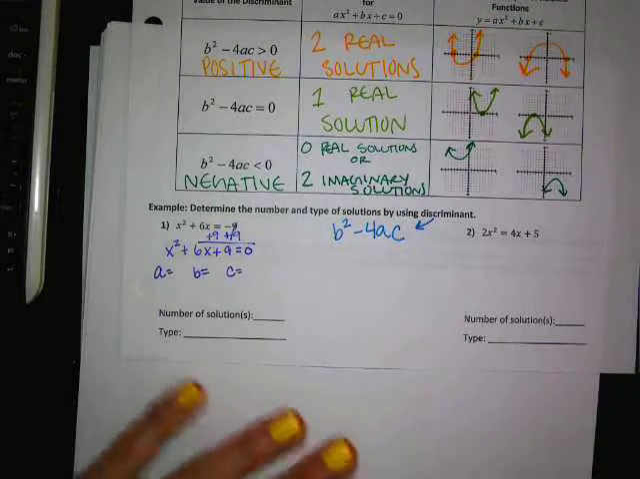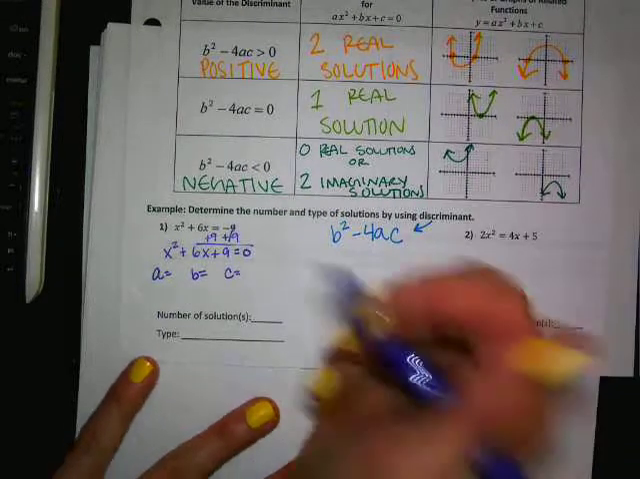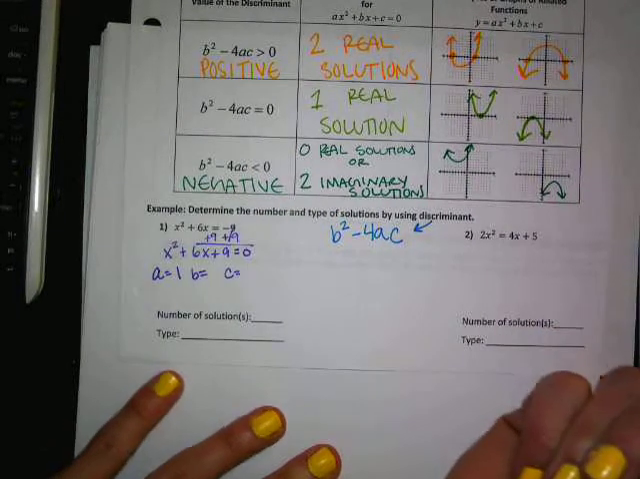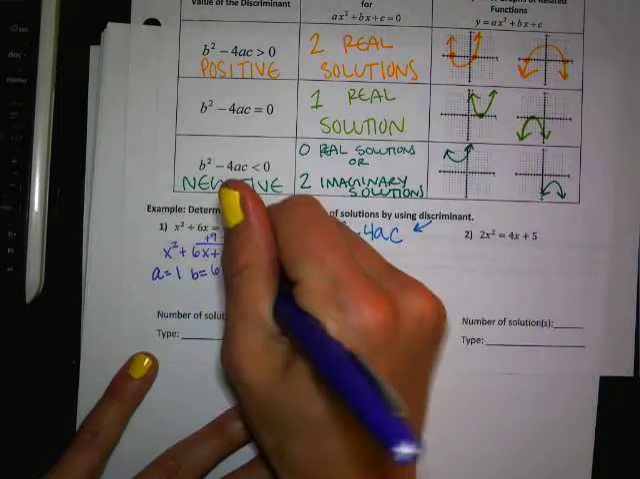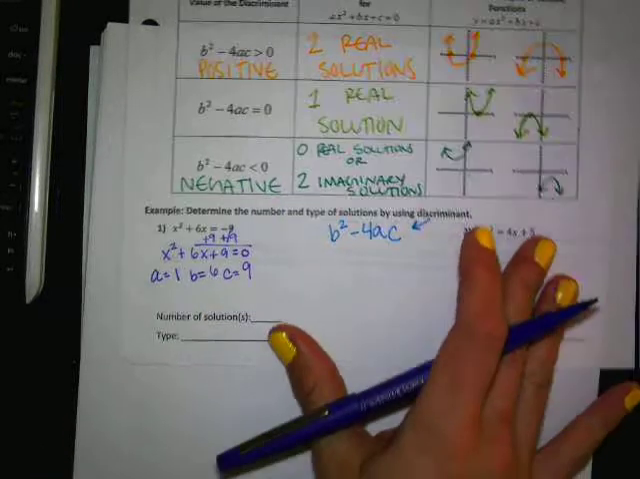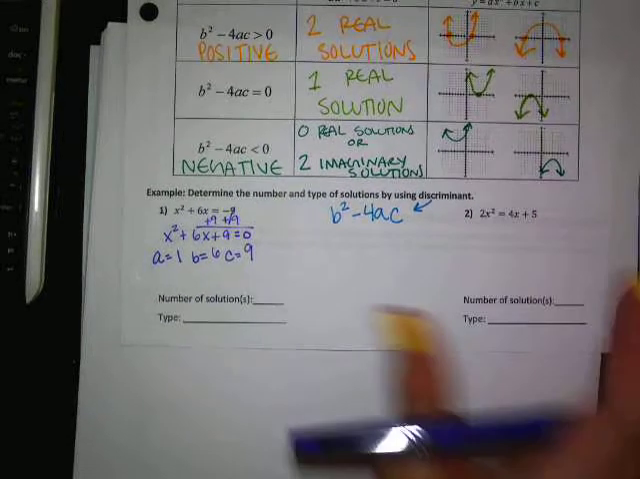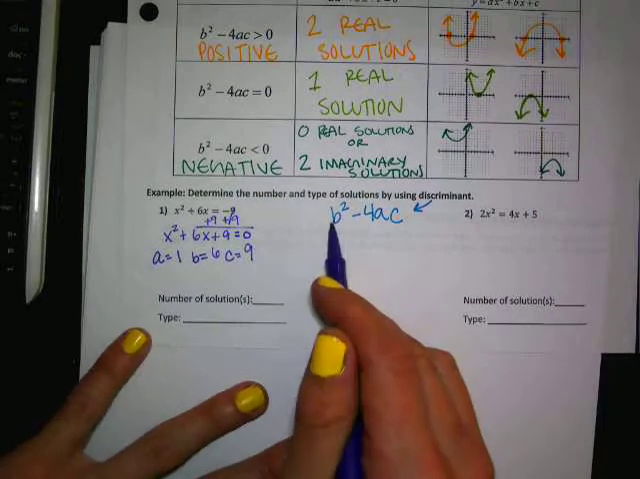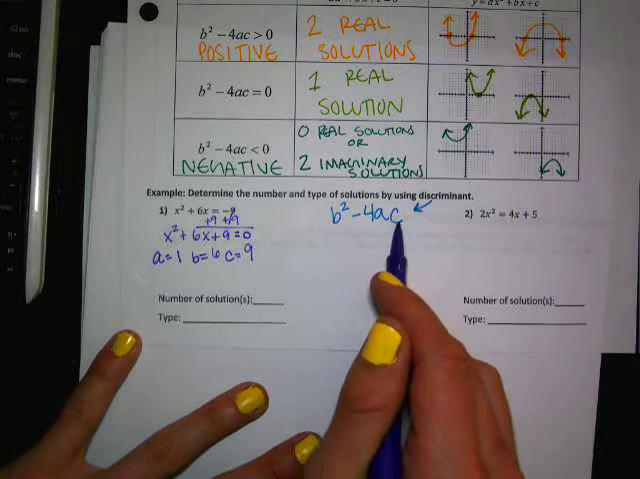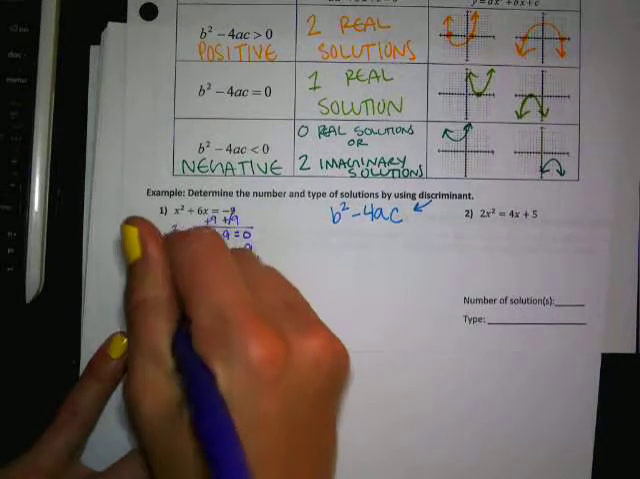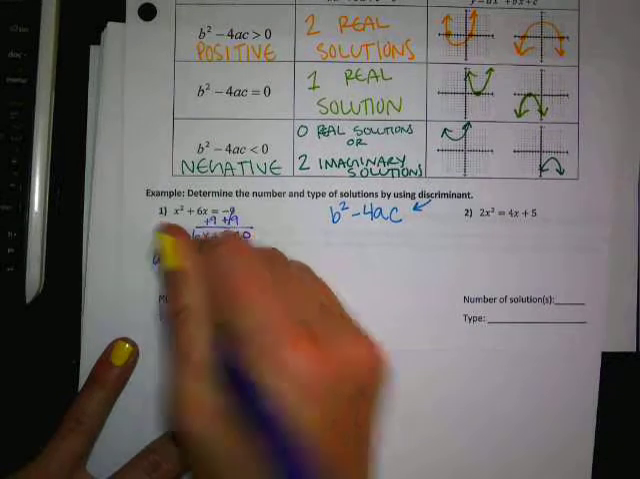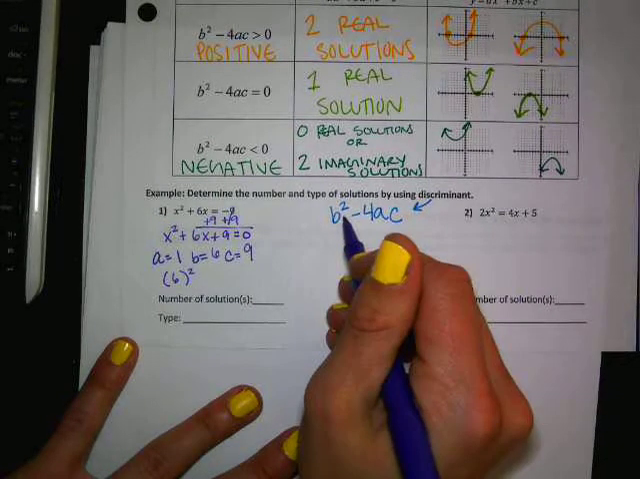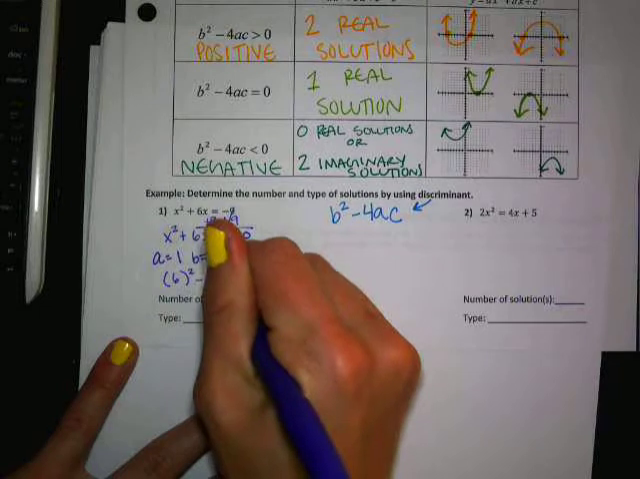So what number is with the x squared? 1. What number is with the x? 6. And what number is with the C? 9. So I am going to use the b squared minus 4ac. So b is 6, minus 4, A is 1.